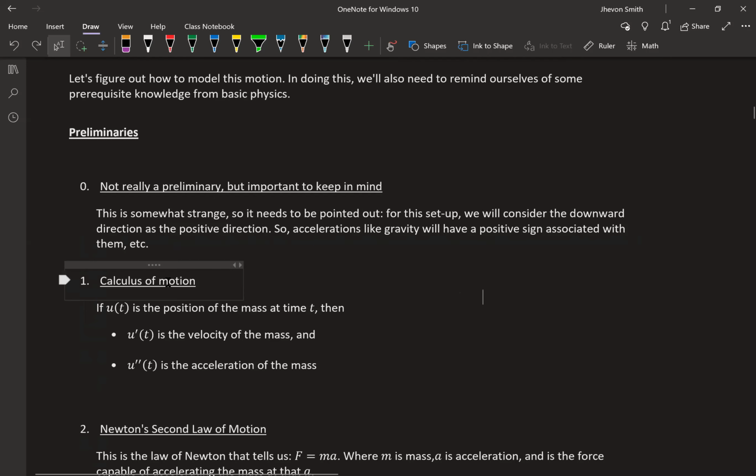Of course, calculus of motion is something I want you to remember. If I say u is the position function of the mass, then that means if I take u prime, that's the velocity. If I take u double prime, that's the acceleration.